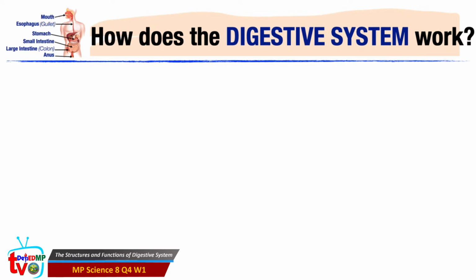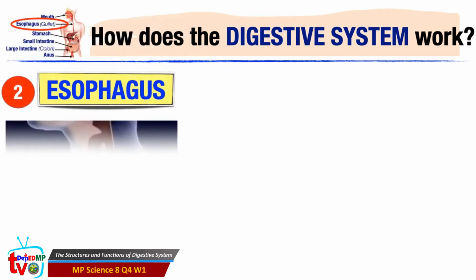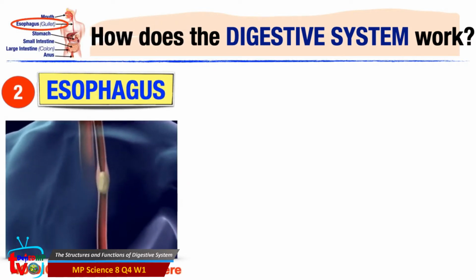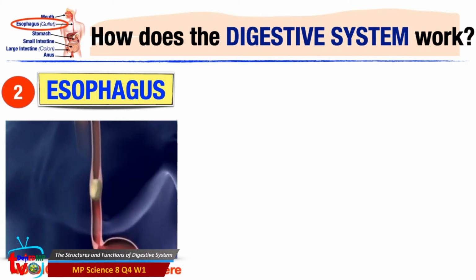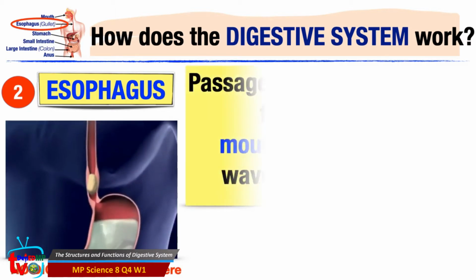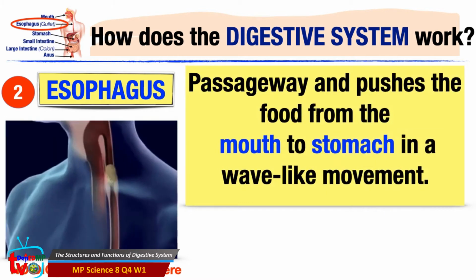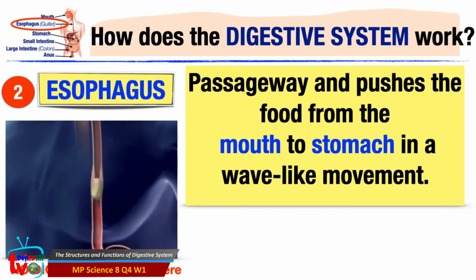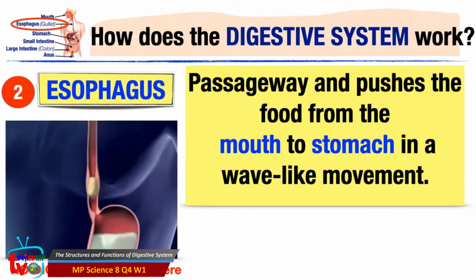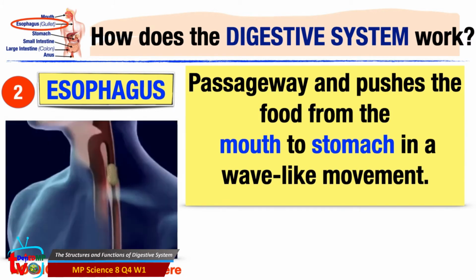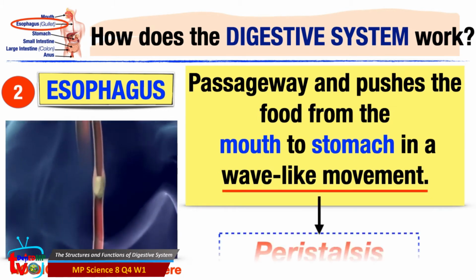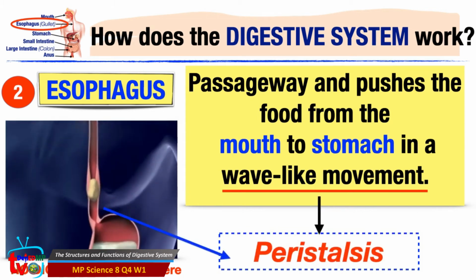From the mouth, the next organ to work is the esophagus or gullet. Digestion is not happening here because the esophagus is a muscular tube that only serves as the passageway, and in an involuntary wave-like movement of its muscles, it pushes down the food from the mouth to the stomach. The involuntary wave-like movement to push the food down in the stomach is called peristalsis.